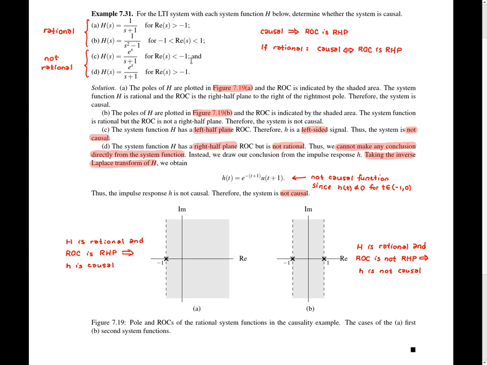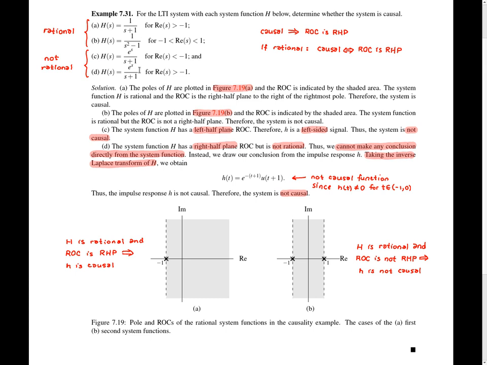Lastly, let's consider the system function big H given in part D. In other words, let's consider this particular system function here. Clearly big H is not rational due to the exponential function in the numerator for the expression for big H. In other words, this exponential here. Since big H is not rational, we can't make any direct conclusion as to whether the system is causal.